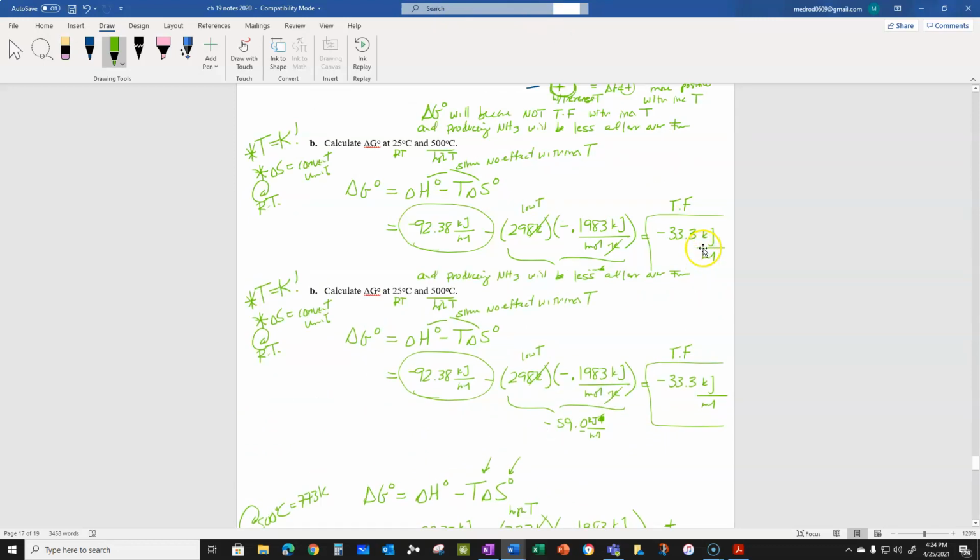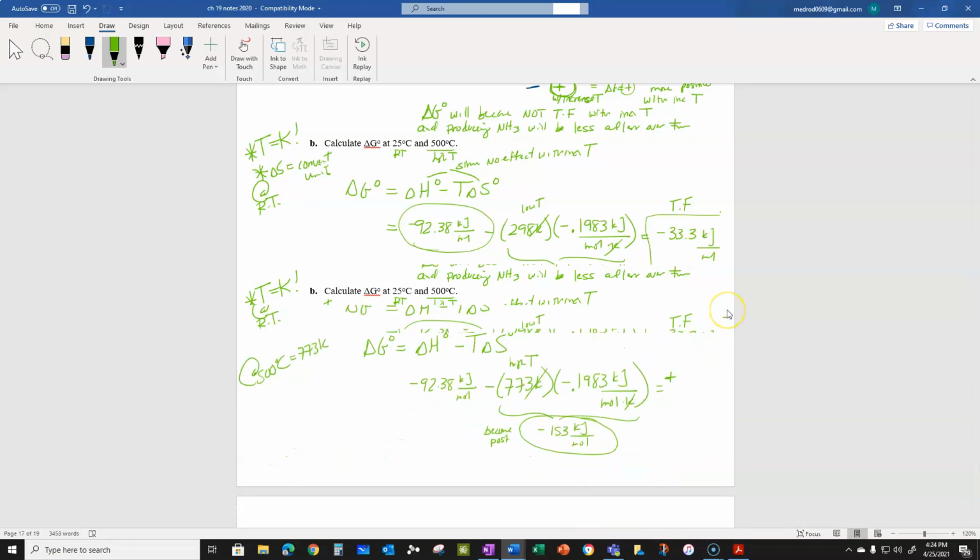And what did we say right here? With increasing temperature, it will be positive. It's not going to be thermodynamically favored at this higher temperature. So let's plug this in. So negative 92.38. And now this positive 153 with nothing after the decimal, 60, it says 60.6, so we're going to go 61 kJ per mole. And there it is, ladies and gentlemen. Now it is not thermodynamically favored at high temperature.